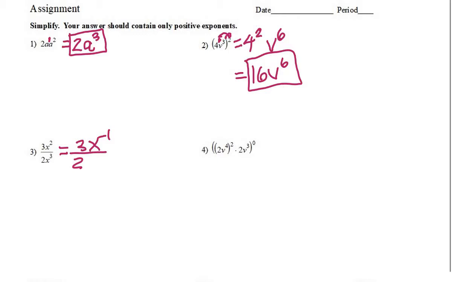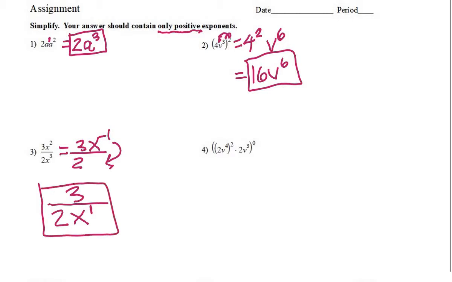But if I read the directions up here, it said your answer should contain only positive exponents. To make the x to the negative 1 power positive, I have to move it to the other side of the fraction bar. So the 3 is going to stay on top, 2 is going to stay on bottom, but the x to the negative 1 power is going to move to the other side of the fraction, and I can make the exponent positive. So that would be 3 over 2x to the power of 1.